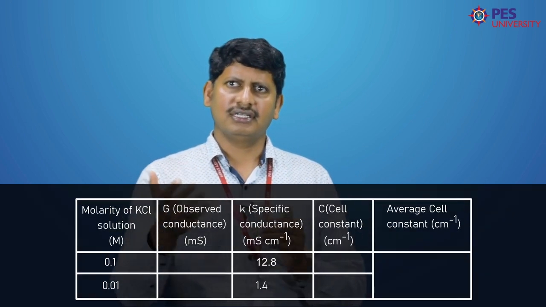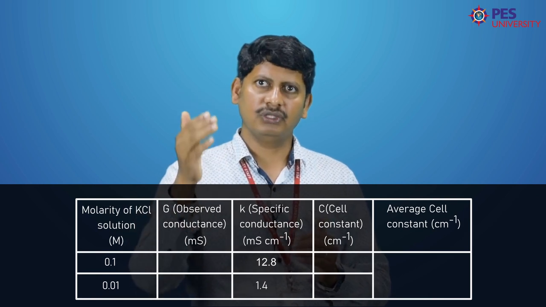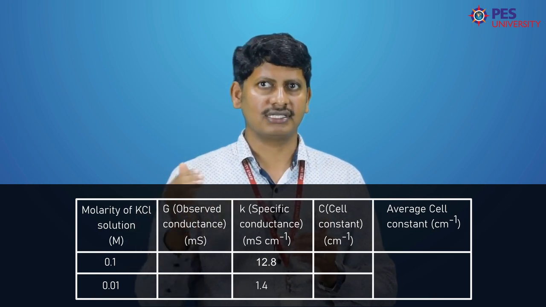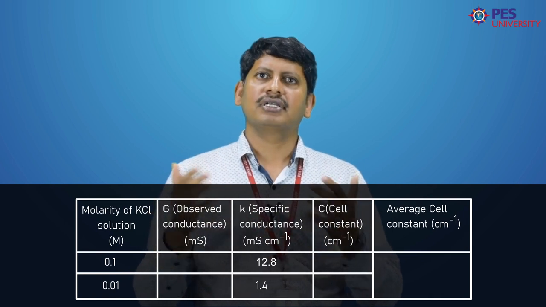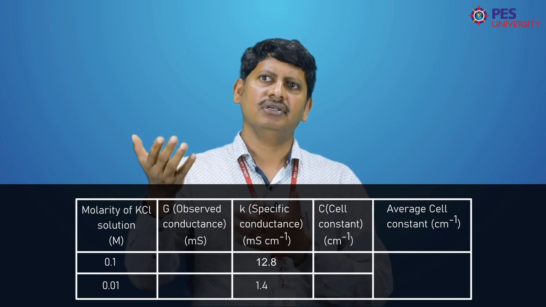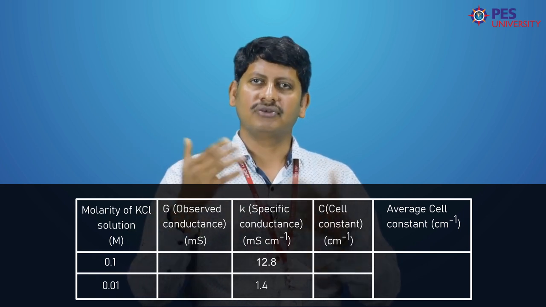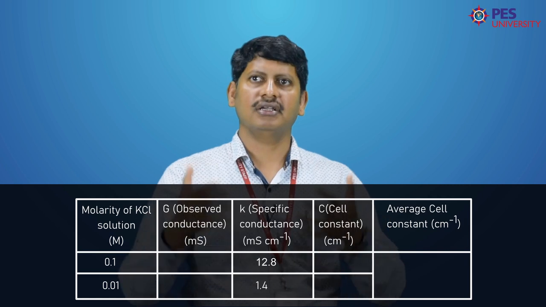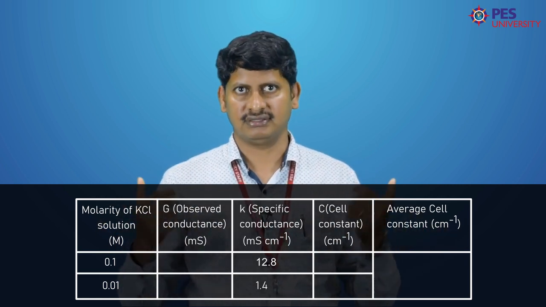If you look at the tabular column, we have given specific conductance values for both 0.1 and 0.01 molar KCl solutions. Now, you know the formula C is equal to K by G. So, substitute those values and find out the cell constant for 0.1 molar KCl solution and 0.01 molar KCl solution. Take the average of those two, you will get the average cell constant which is in centimeter inverse.